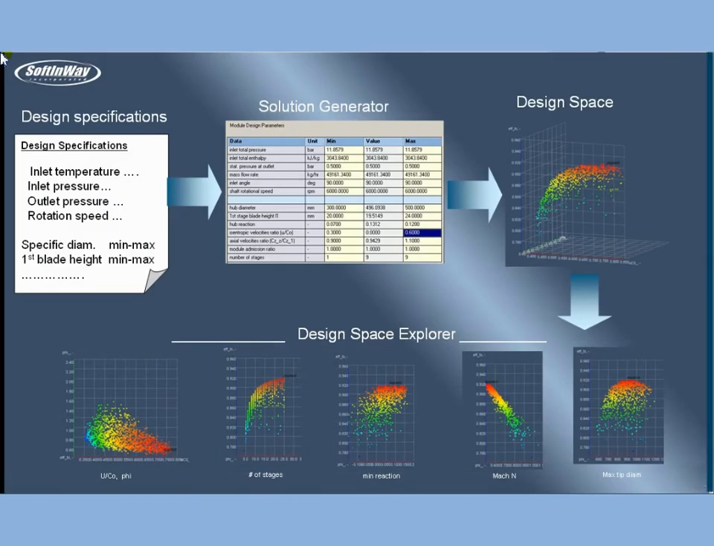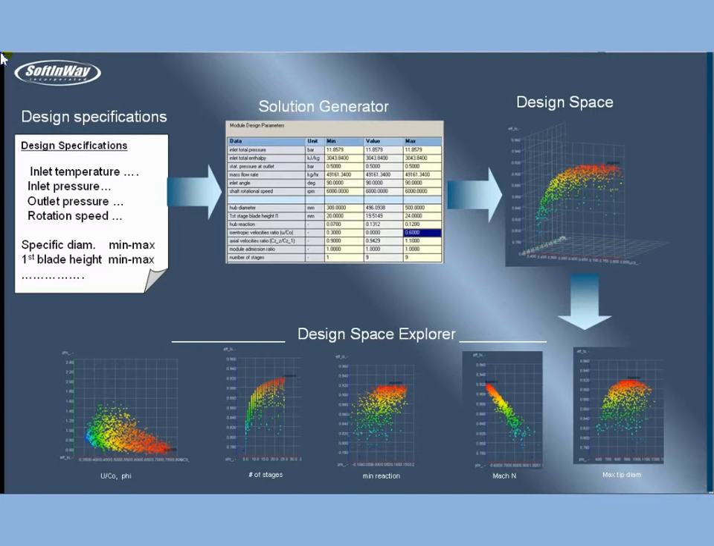Preliminary design process details. The preliminary design process starts with design specifications. They include boundary conditions, that is inlet-outlet conditions, and a small number of parameters that govern the design process. Typical design parameters are specific diameter, load and flow coefficients, first blade height or exit flow angle. Design parameters can be specified as a range of values.